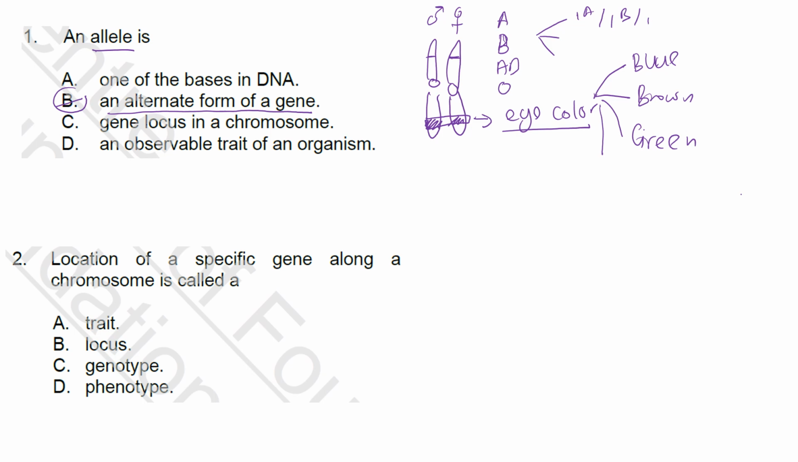So question number 2, the location of a specific gene along a chromosome is called a locus. Like what I've drawn here, the specific position along a chromosome where certain genes are located, we call it a locus. So for example, here you have the locus for the gene that codes for eye color. Here you have a locus, the location of the gene that expresses blood type.